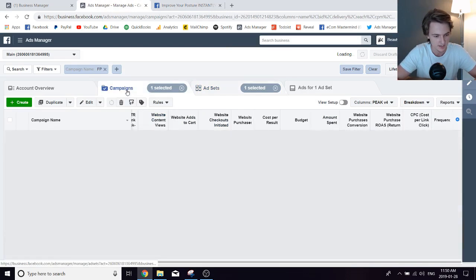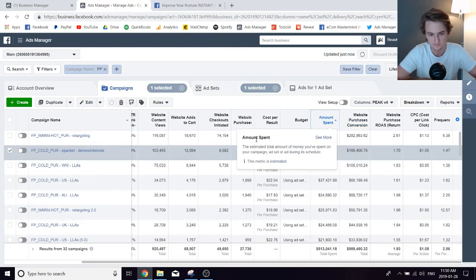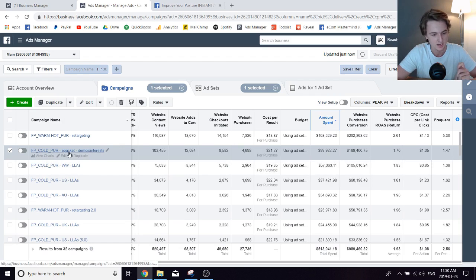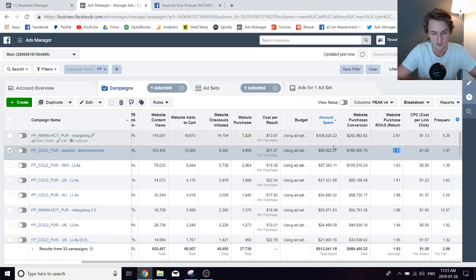This campaign here, if I go to amount spent, this campaign right here, I was targeting ePacket countries and then just demographics and interests. This is the campaign that I spent the most on after retargeting. As you can see, this campaign only had a return on ad spend of 1.7, but that's okay because, first of all, the break even was 1.55. And second of all, look at all this traffic I was getting, 100,000 website visitors. These are all people that I can retarget, right? And if I can retarget all those people with a return on ad spend of 2.6, then the blended ROAS is going to be around 2.